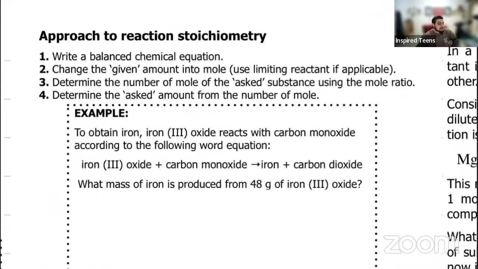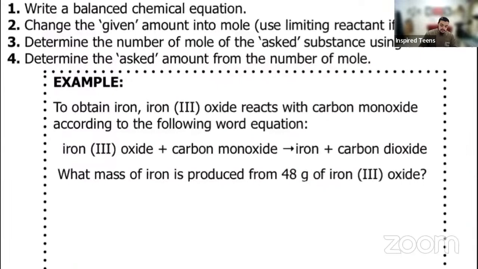Nevertheless, let's have a look at this approach to reaction stoichiometry. So we're just going to do a quick example of basic stoichiometry. Write the balanced chemical equation. Change the given amount into mole. Use limiting reagent if applicable. Excuse me, we're going to learn that in the next part. Number 3, determine the number of mole of the asked substance using the mole ratio. Determine the asked amount from the number of moles. That's English, we don't really care.